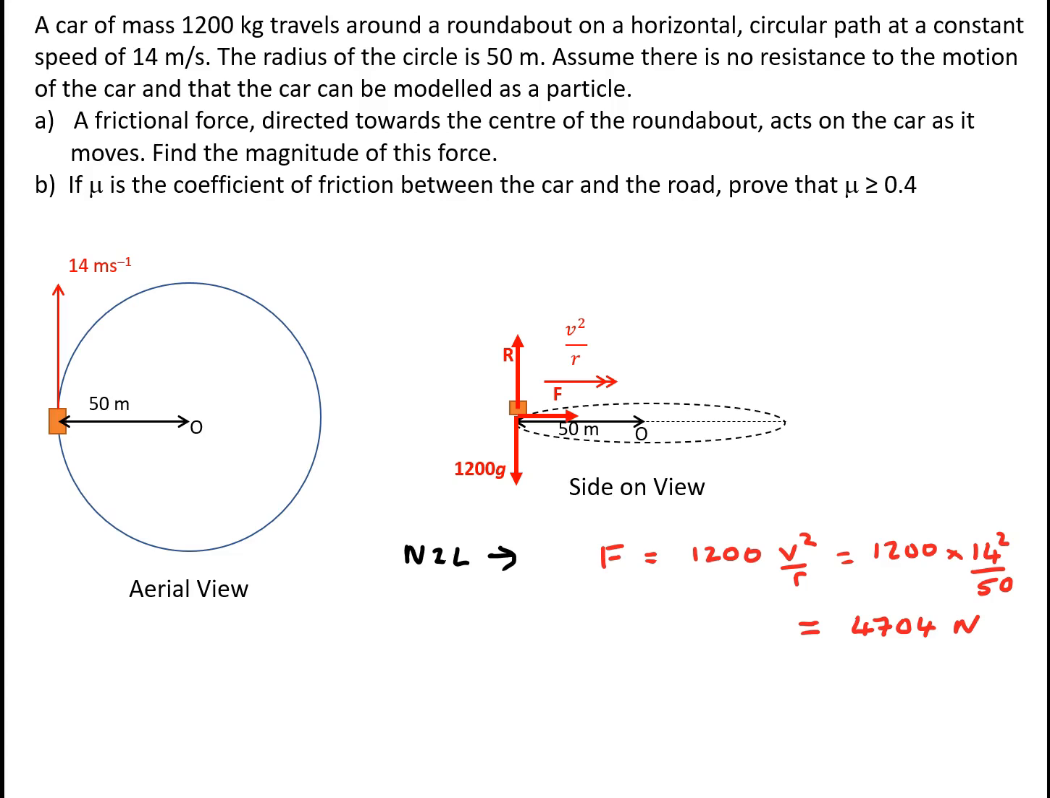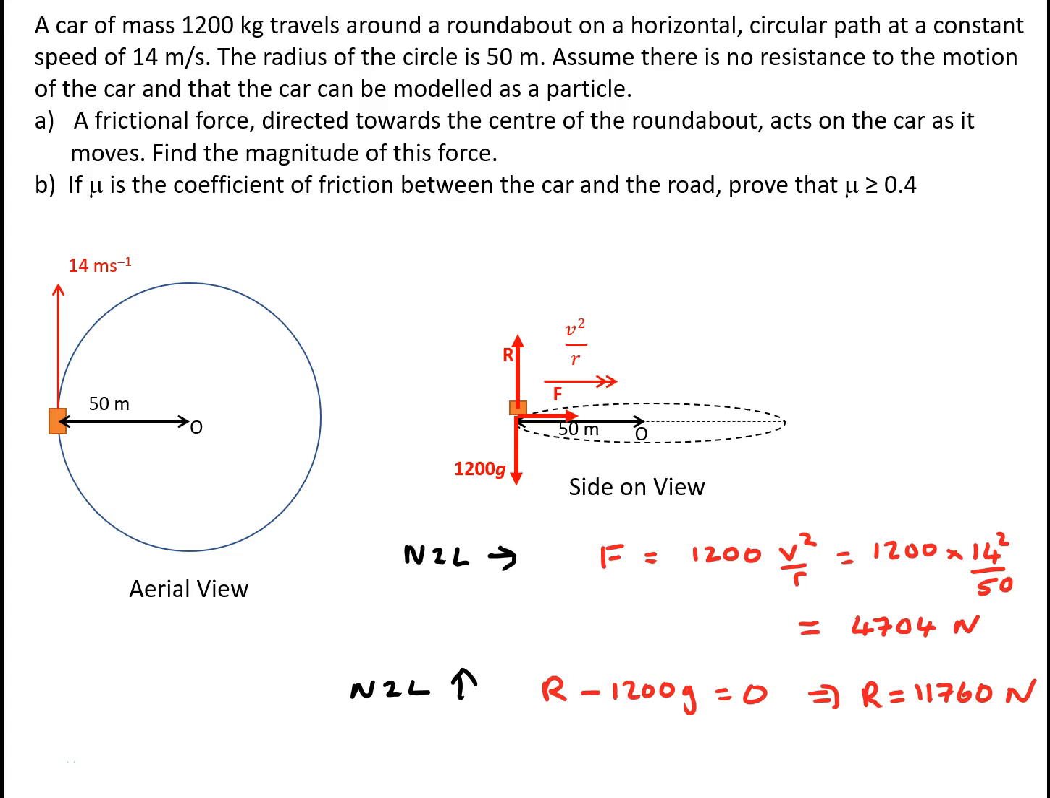Applying Newton's second law vertically, in the vertical direction there is no acceleration, so Newton's second law vertically simply tells me that R minus 1200g must equal 0. In other words, R is 1200g, which is 11,760 newtons.